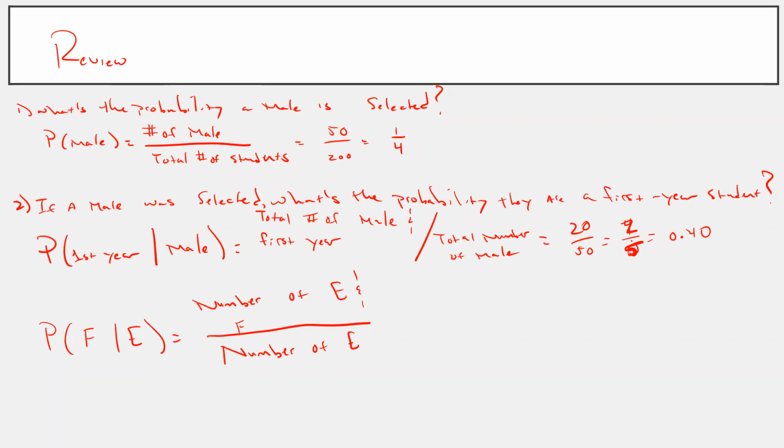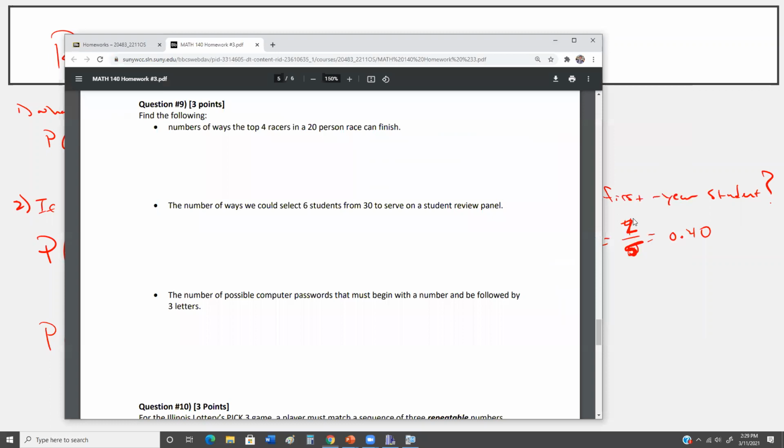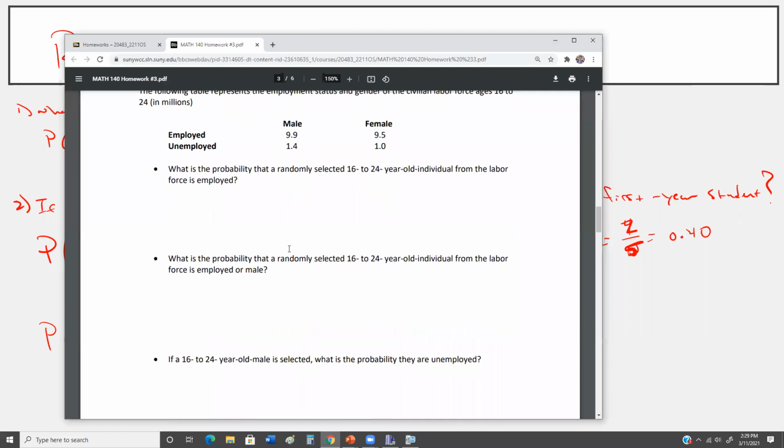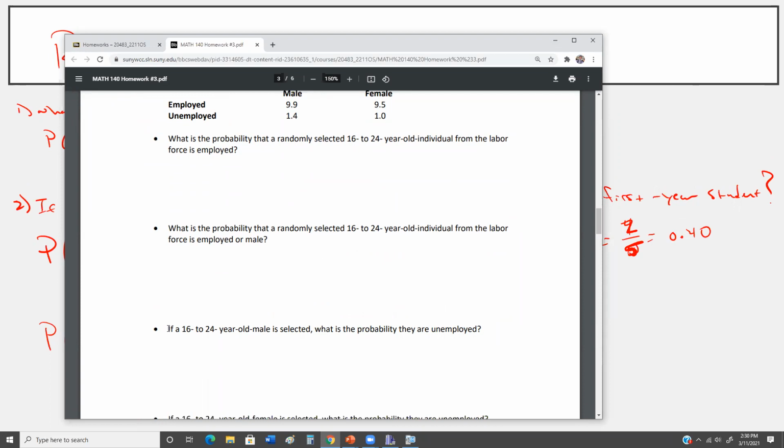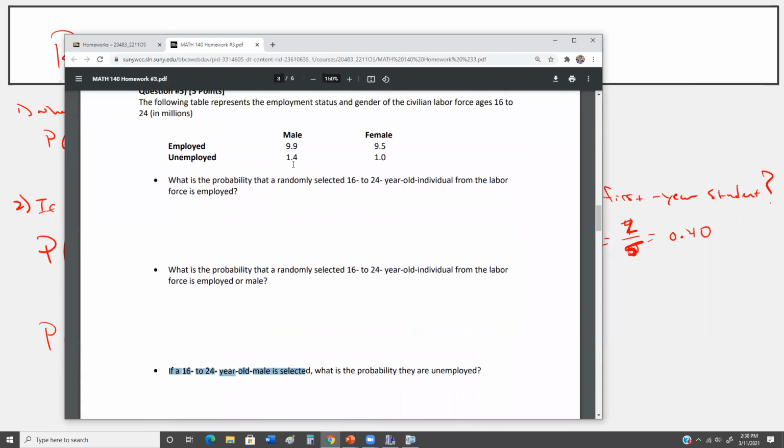All right, you will get a question like this on the exam. So pay attention if it's just, what's the probability a male is selected? Or if it says, if a male was selected, then what's the probability it's a first year? Pay real close attention. And if you take a look at the homework, you get a chance to practice this on question number 5 a little bit. You can see the subtle difference, like if a 16 through 24 year old male was selected. So I'm telling you to just look at the males.